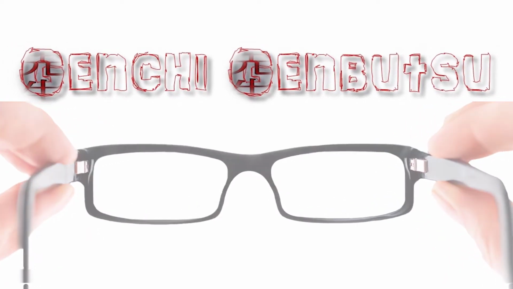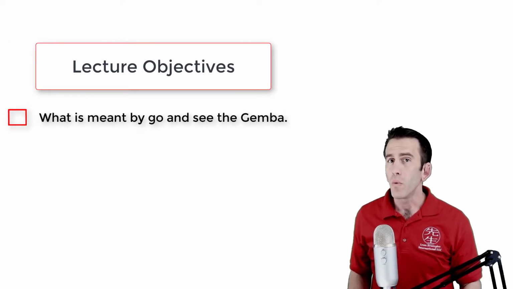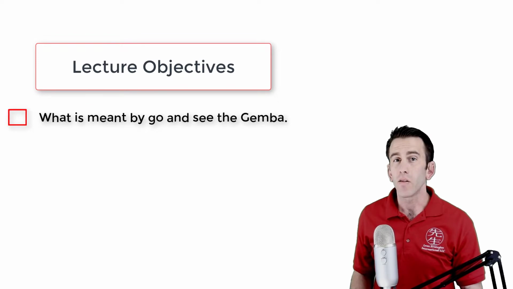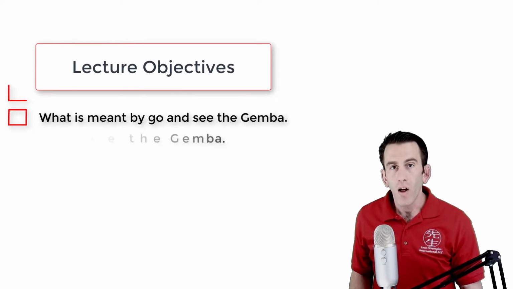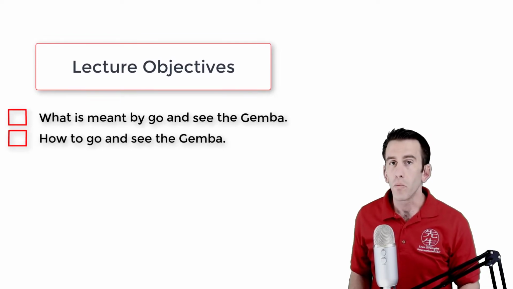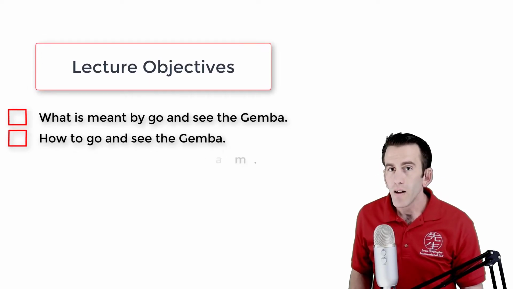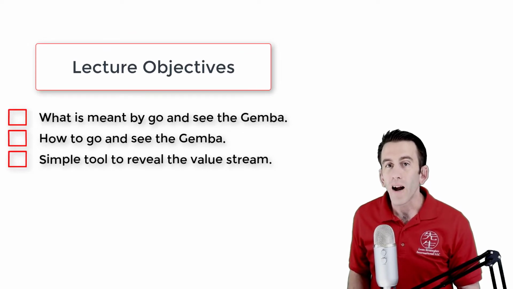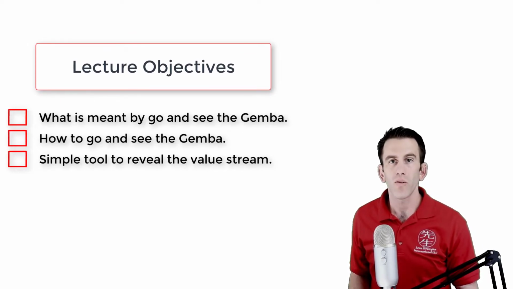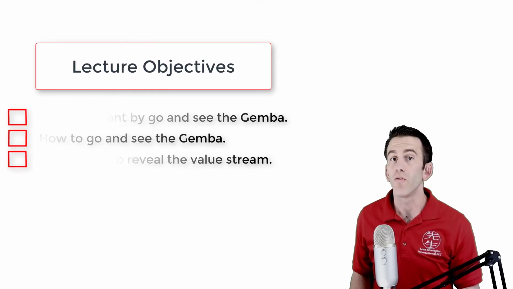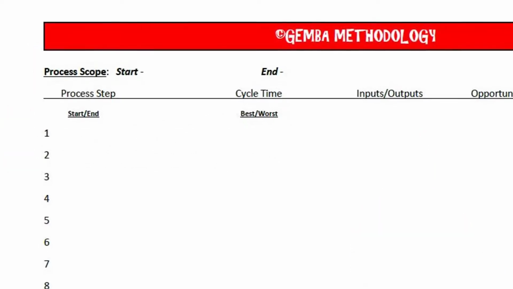Now that you have a good understanding of what and where the Gemba is, let's dive into each phase of the Gemba methodology. In this first section, you'll learn what exactly we mean when we say go and see the Gemba. After we develop an understanding of this principle, we will then learn how to go and see the Gemba. And finally, we will share a simple, practical tool that you can use to gain a clear understanding of the value stream at the Gemba.